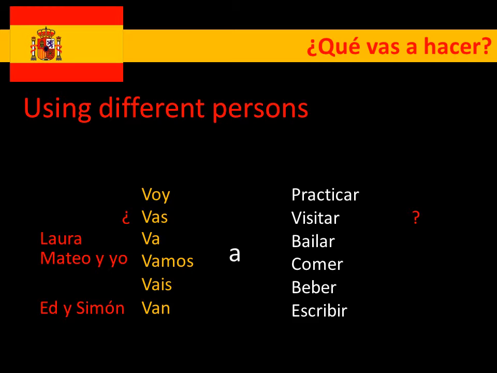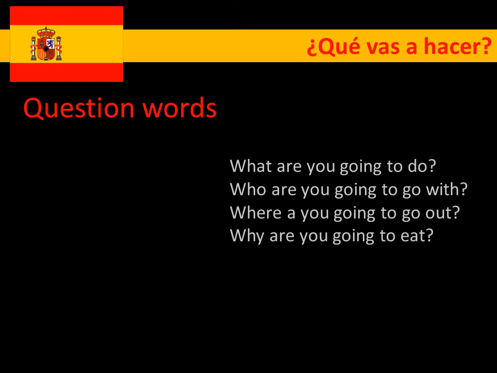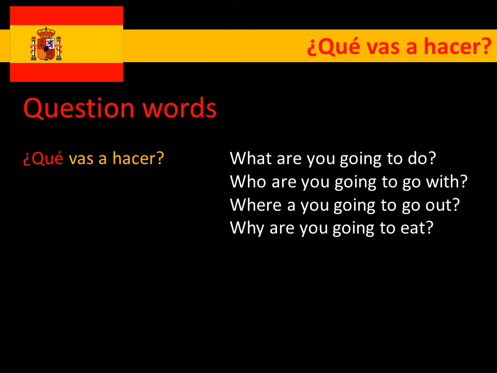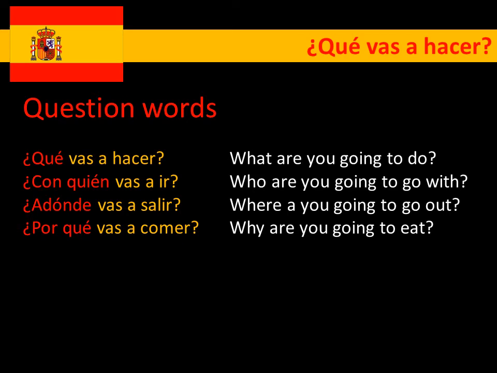Okay, finally, just a few examples with question words. So, here are some of these. What are you going to do? ¿Qué vas a hacer? Who are you going to go with? ¿Con quién vas a ir? Where are you going to go out? ¿A dónde vas a salir? And then, ¿por qué vas a comer? Why are you going to eat? So be aware, just using the question words, things like qué, con quién, a dónde, por qué, to be able to create questions.